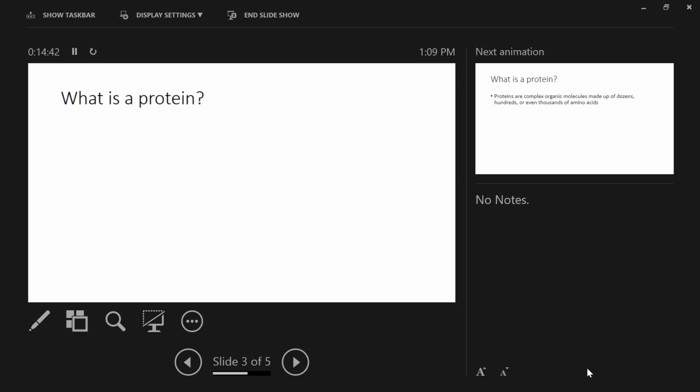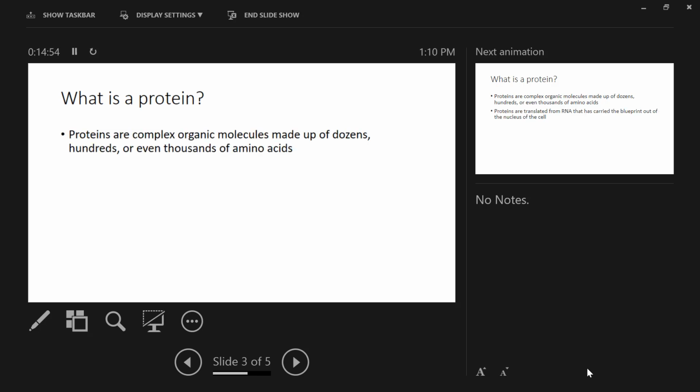Okay. Well, let me answer this question for you and define it for you. And again, this is about the most concise definition that I could think of, which will make you smile because this definition is not very concise. Proteins are complex organic molecules made up of dozens, hundreds, and sometimes even thousands of amino acids.